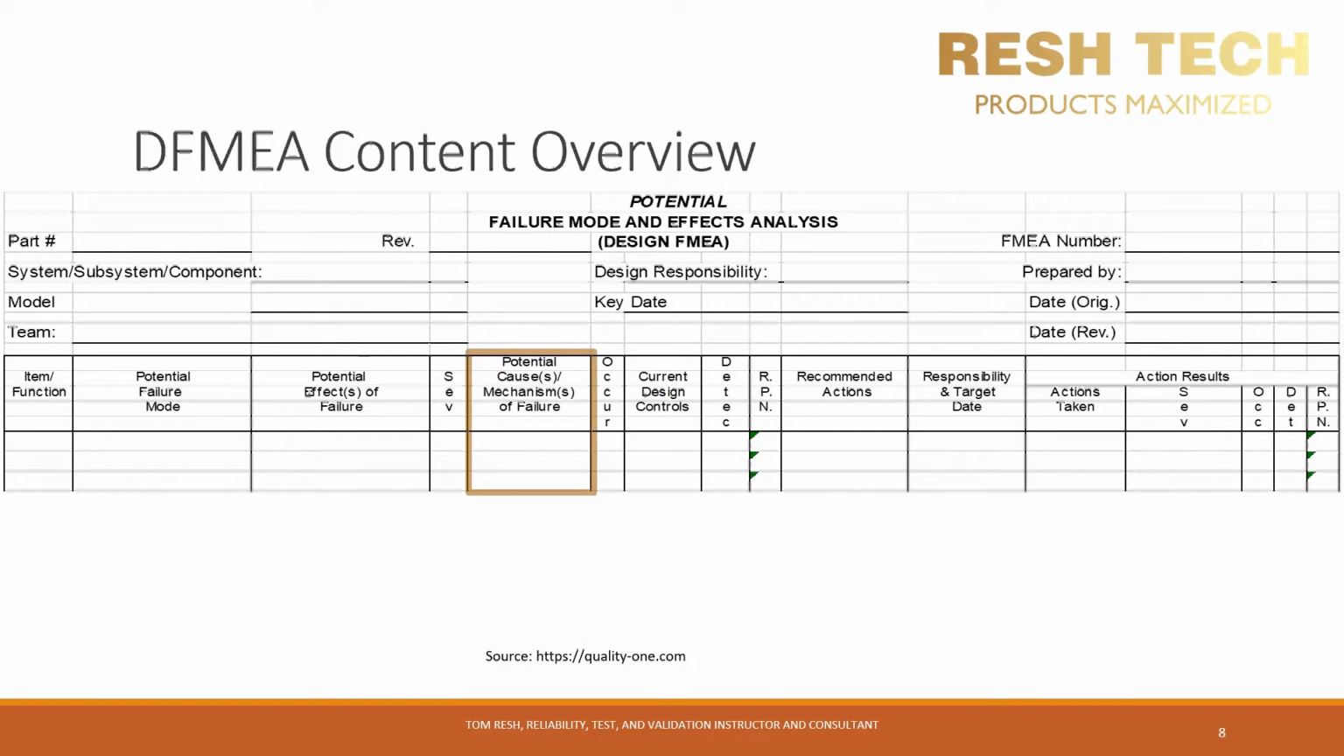The next column is the potential cause or causes and mechanisms of failure. This is where you define one or more causes of the potential failure mode that you have identified. In the next column over, we will enter the number of occurrences that we are predicting for this failure mode. Again, this is a scale of 1 to 10.